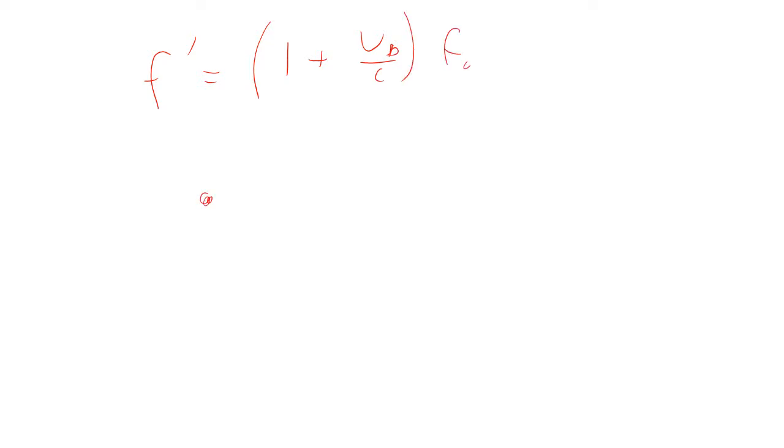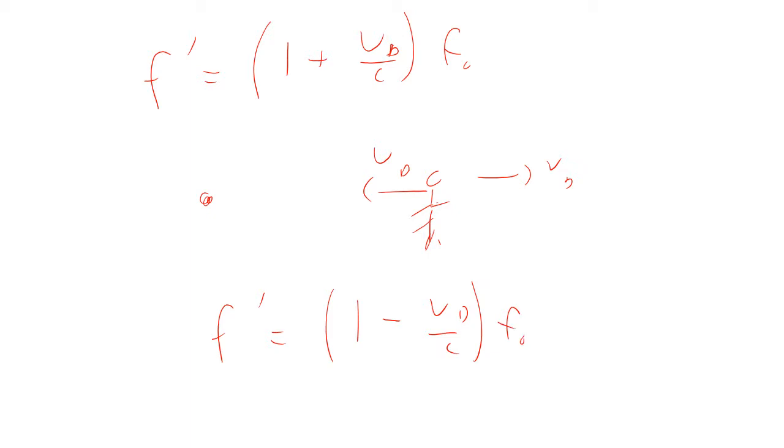Now that would be if you were headed towards the source. What if you're going away from the source? Well, that would change that to a minus. Okay, so we could say that if you're moving, then f' is 1 plus or minus v_d over c times f naught.